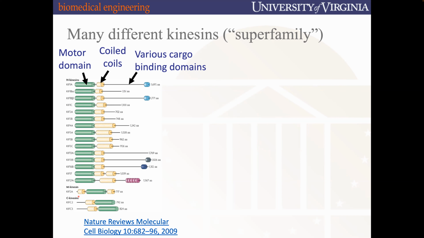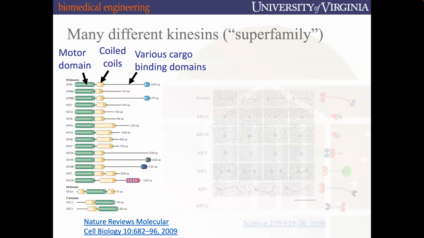And even this coiled domain is always present, but the length of it is different, whereas this cargo binding domain can look really different. There can be a lot of different types of structures here, and this is because it's going to be carrying a wide variety of cargoes.